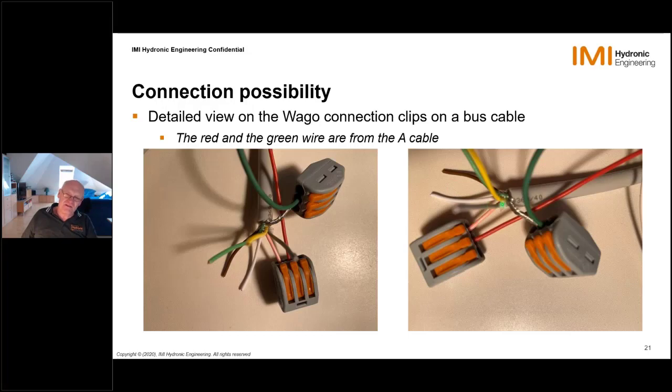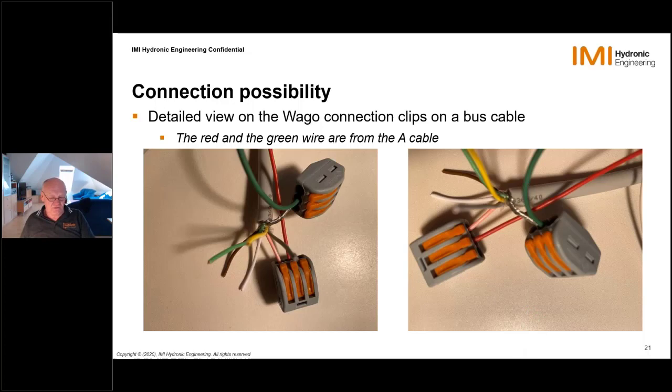And here you see the red one. In that case it's not really red. It's entering the connection point, and this is the red one out of an A cable. Here you see a cable which is not using a separate connection cable for the shielding. I have only twisted the mesh into one wire, and then you can connect it directly, and the green one is the shielding cable from the A cable.